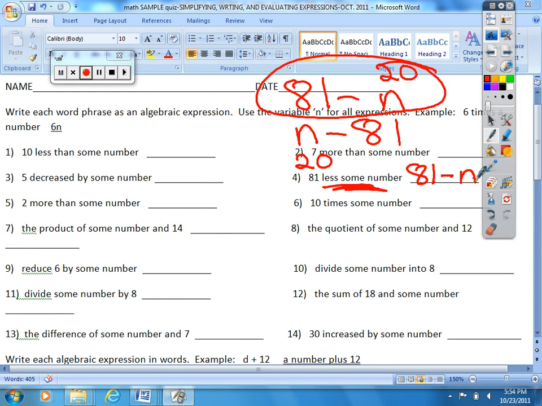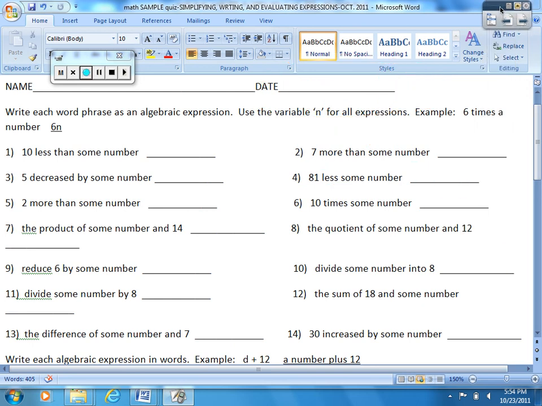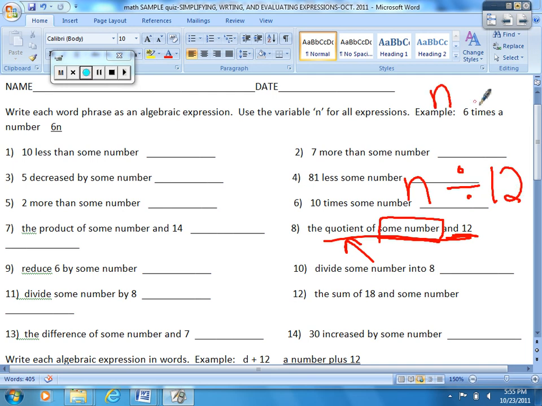Now, let me show you number 8 real quick. And this will lead into something that the students will see the rest of their school career as well. The quotient of some number and 12. It just says to find the answer to a division problem. The quotient is the answer to a division problem. Well, this is what you need to do here. Whichever one is listed first comes first in your expression. So here it says the quotient of some number and 12. You'd write it like that, or preferably like that. That shows the quotient of some number and 12.